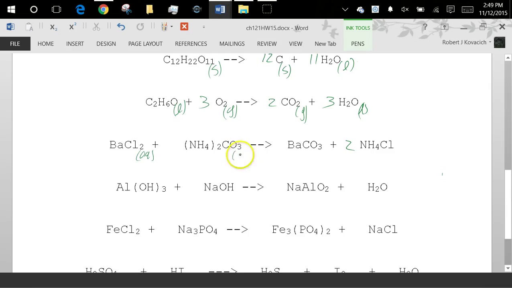Why is this side over here? Why is this one aqueous? The ammonium's aqueous no matter what, even though the carbonate rule says I don't want to be soluble. So now I jump over to the other side. What's the state for the barium carbonate?